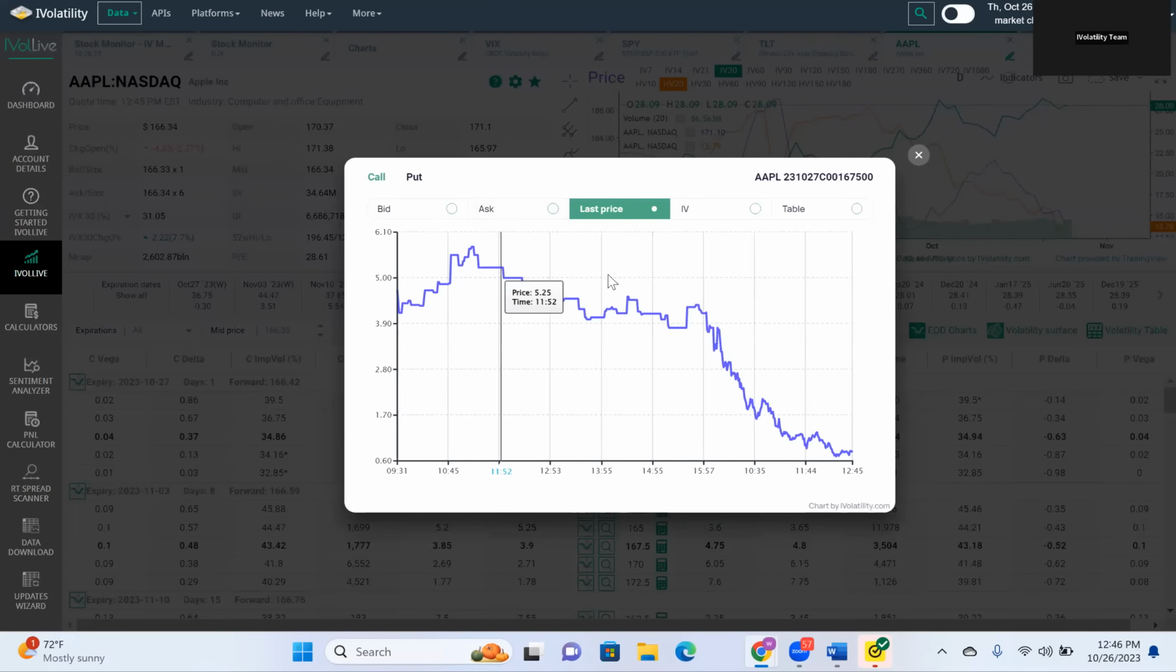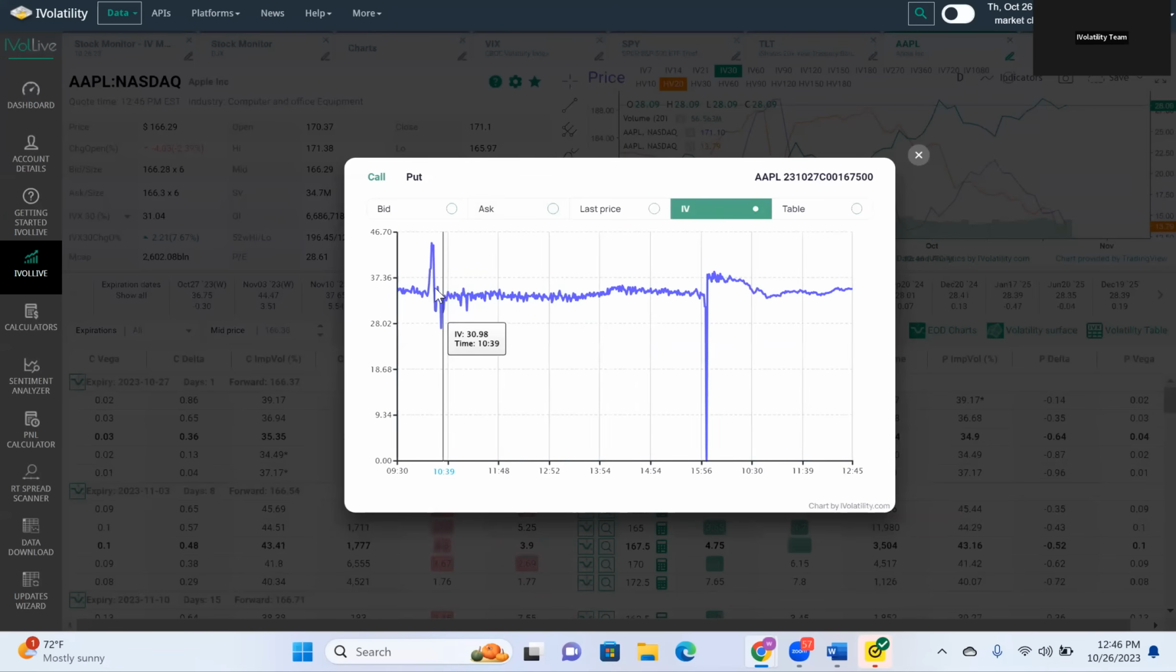The bid and the ask. This is splitting the bid and the ask. This is the implied volatility level. So you could see we kind of had this steep drop around, let's see, right before 10. And then things have since stabilized.